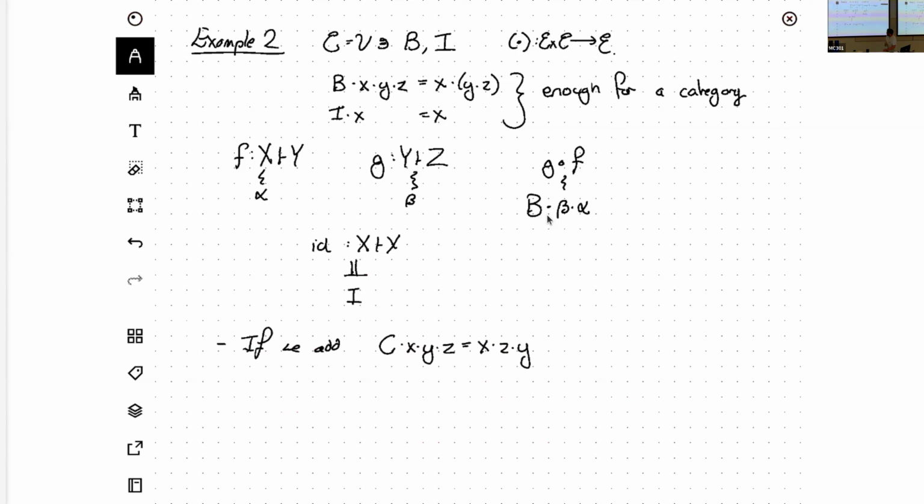Yeah, sorry. If we add C, then we get products. We get tensor products. And it's function application. So this is the swap combinator, right? This takes a function and two values, and swaps the arguments.